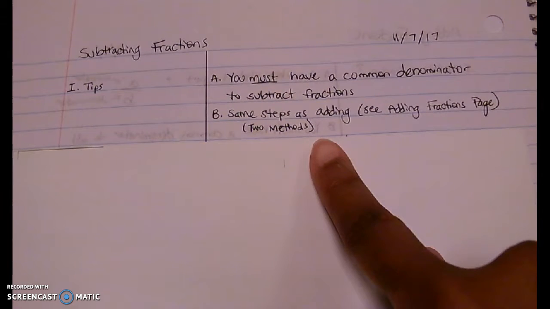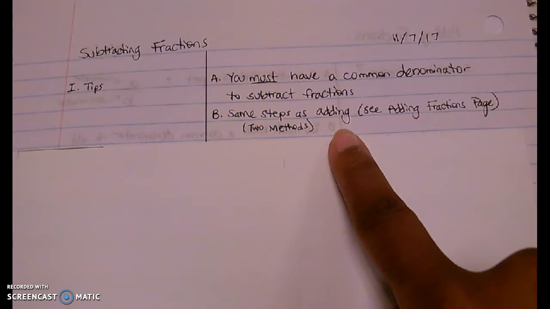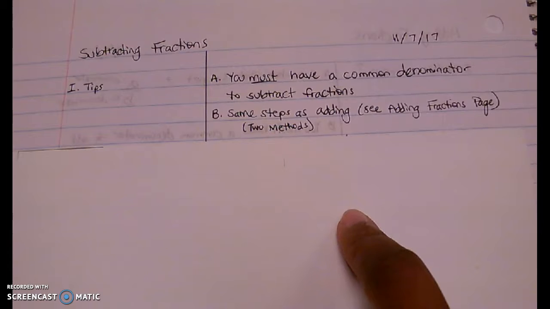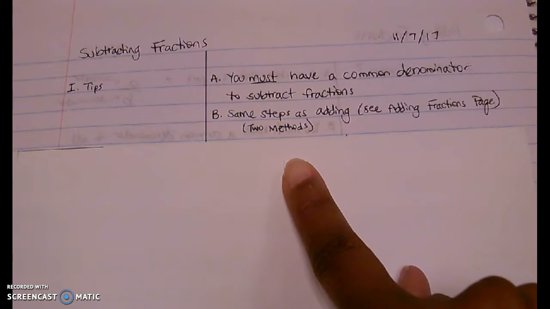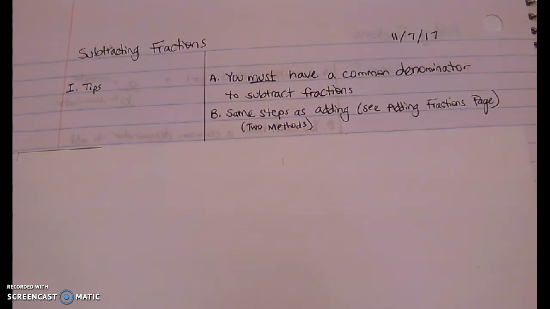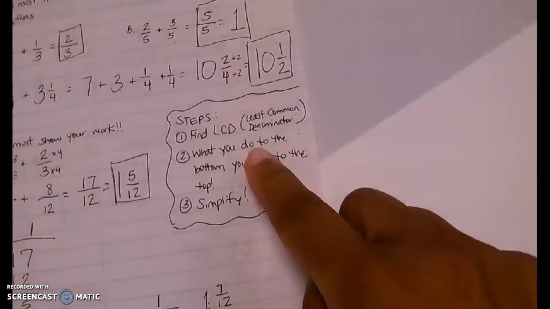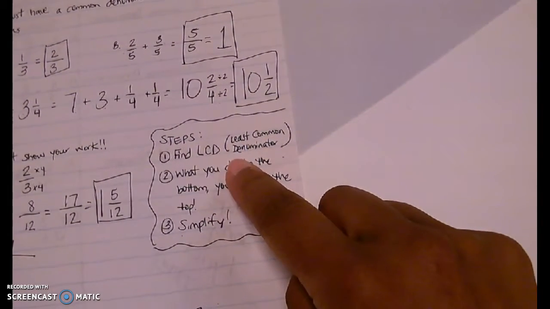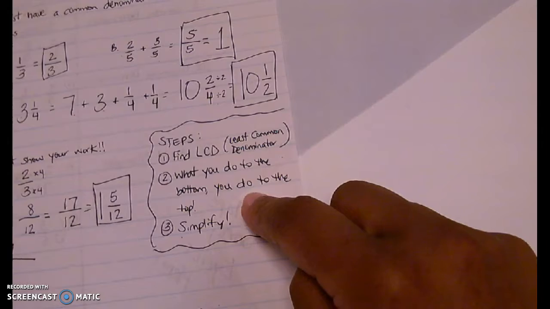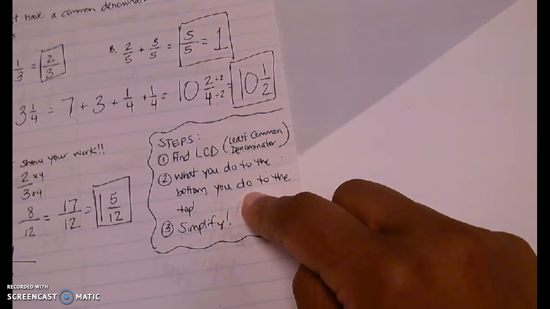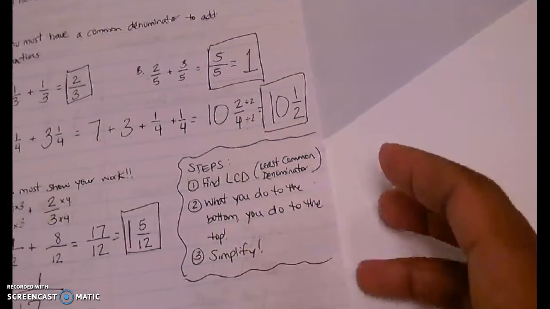You will be using the same steps as we used in the adding fractions notes, but we have two different methods that we'll be introducing, and I'll put back those notes just in case you forgot. Remember that we're going to first be finding our least common denominator. Remember that whatever we do to the bottom, we must do to the top, and then finally we must simplify.